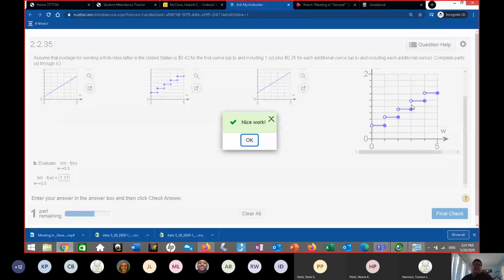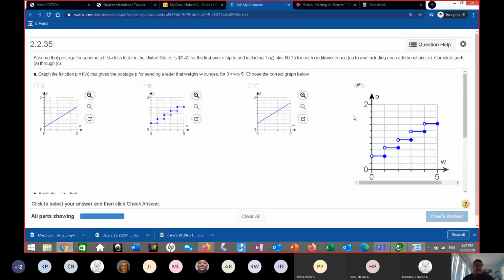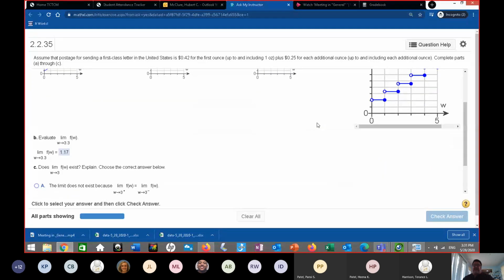So is that a good test question? No. I mean, the first part is a good test question. Picking this, that's a good test question. But 3.3 and to hit $1.17 when it looks like it's almost hitting the line, to me, that's a little bit misleading.